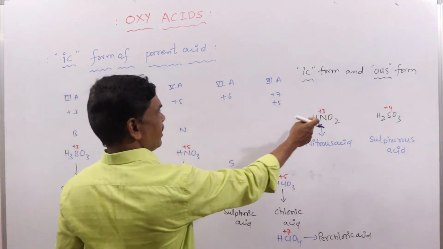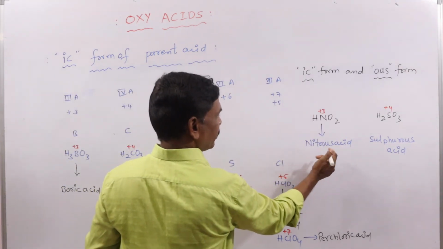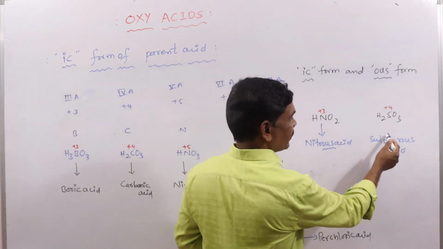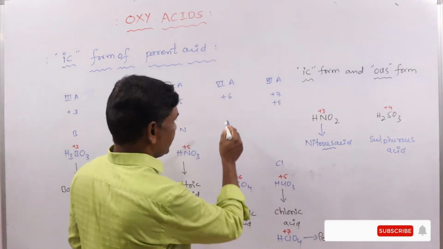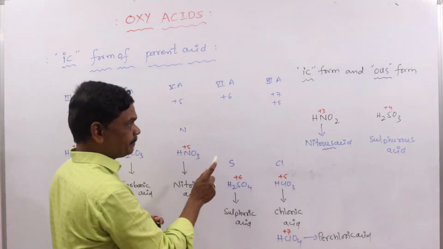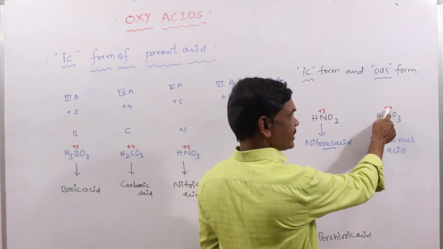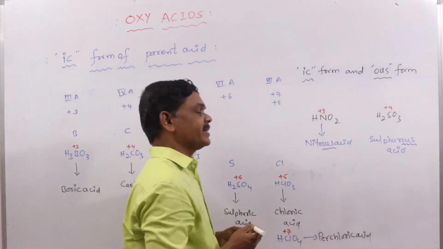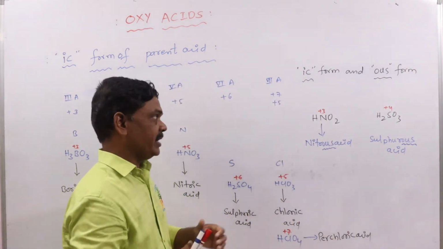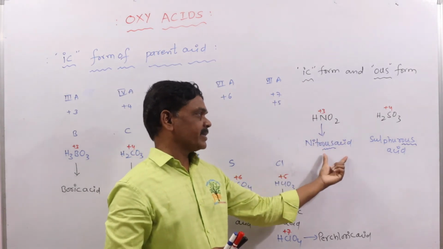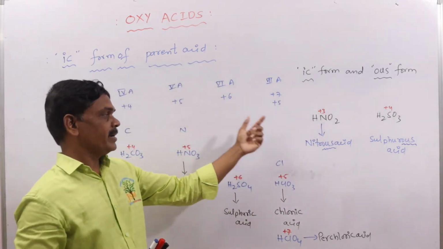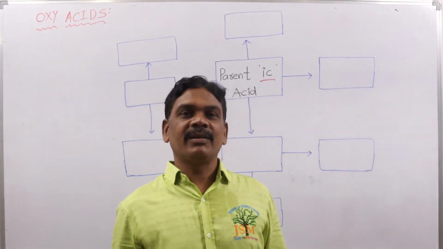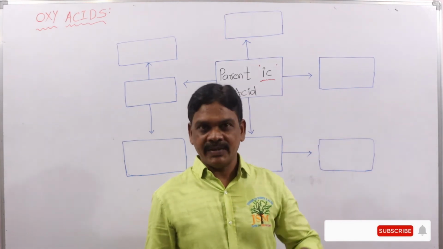Here the group number is 5, and the oxidation state is less than the group number, so it is the -ous form. Sulfurous acid is also the same. Here the maximum oxidation number is 6, and here the oxidation number is 4, so it is known as -ous acid, that is sulfurous acid. These oxidation numbers are less when compared to the group number, so they are known as -ous acids. In general, it is highly difficult to remember all forms of oxy acids.